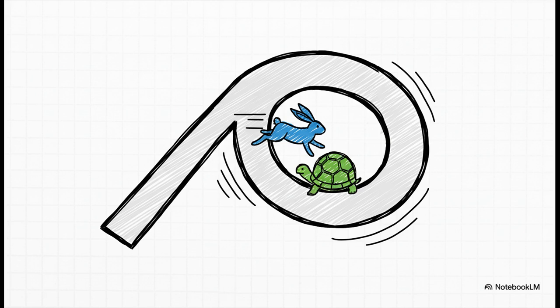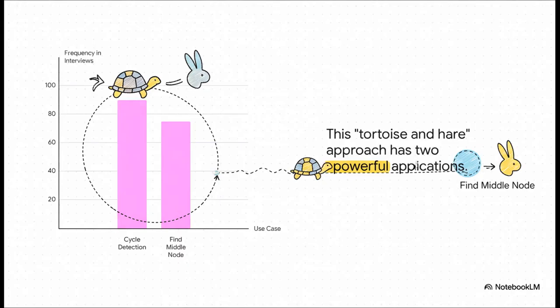Now, if it's a straight track, the fast runner just gets to the end first, no big deal. But what if there's a loop in the track? Eventually, inevitably, the fast runner is going to come all the way around from behind and lap the slow one. That collision, that moment they meet, that's the key to how we know there's a cycle. This tortoise and hare approach has two primary and very powerful applications. The first, like we just said, is detecting if a linked list has a cycle. But the second one is for finding the middle node of a list.